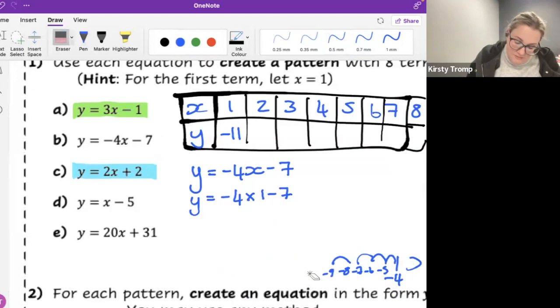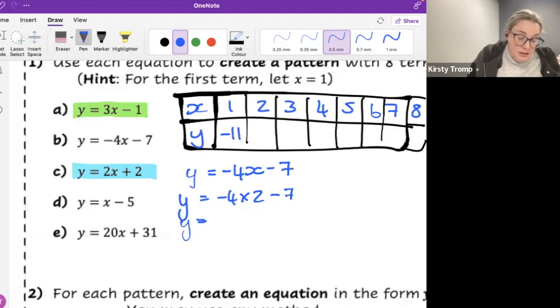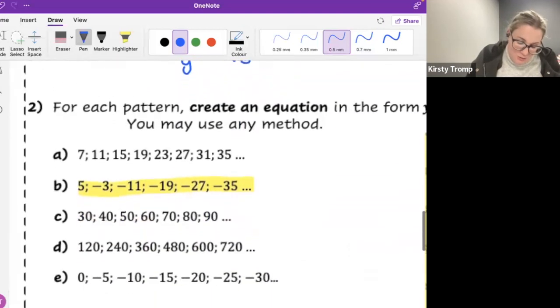Okay, so now my next one I need to say, y is equal to negative 4 times 2 minus 7. So y is equal to negative 4 times 2 is negative 8 minus 7. And if I draw my number line, that's going to take me to negative 15. Oh, okay, Miss, I understand now. Makes sense. You always need to draw a number line. Don't forget. Thank you. You're welcome.